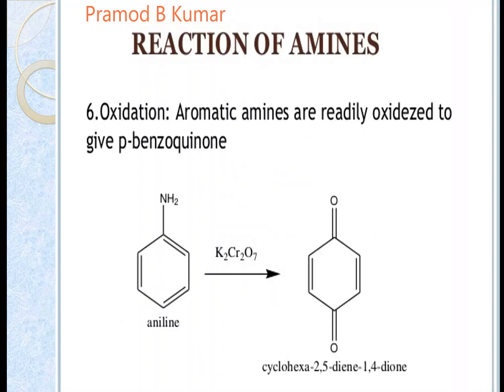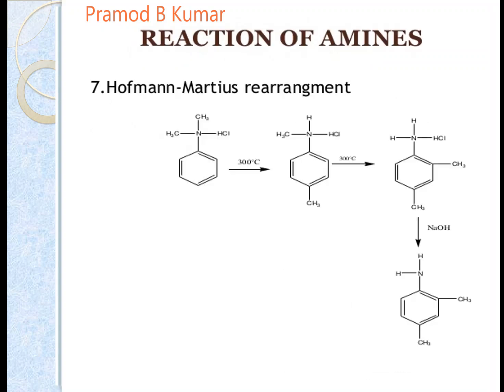Okay, the next reaction is when the amines are oxidized with potassium dichromate or KMnO4, you get a quinone, cyclohexa-3,5-diene-1,4-dione. So this is your product, similar to that of your phenol. So aniline, when treated with potassium dichromate, gives you cyclohexa-3,5-diene-1,4-dione. This is the oxidation product of your amine.